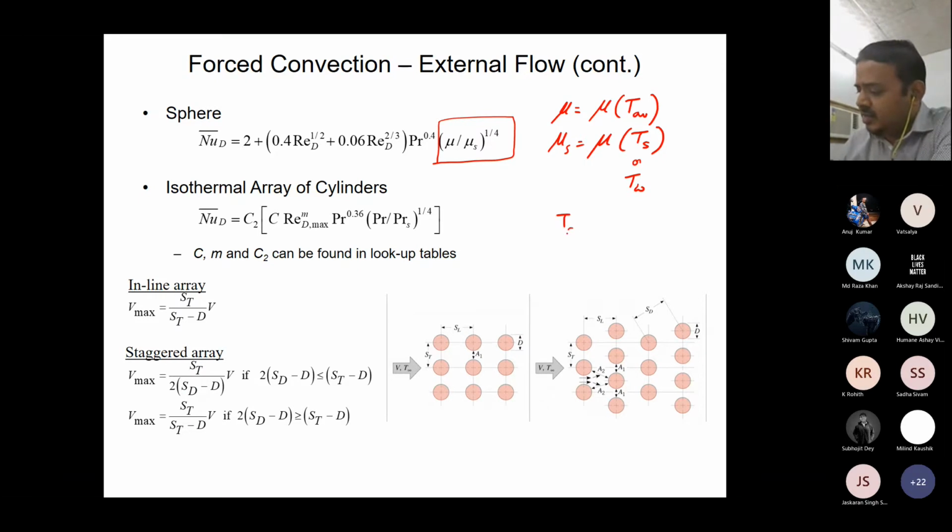Now, what is T average? T average is often called the mean film temperature. As the name suggests, if you consider the boundary layer to be a film, the mean temperature will be Tw plus T infinity by 2. Now, this term mu over mu s to the power something becomes important when the temperature difference is very large. Let us say we are talking about combustion, flow in a gas turbine, where the temperatures are very high and the temperature difference between the solid and the fluid is very high. In that case, this becomes important. But otherwise, if Tw and T infinity are not so large, such that the difference in viscosity is also not significantly high, then mu over mu s is very close to 1. So many times we neglect that.